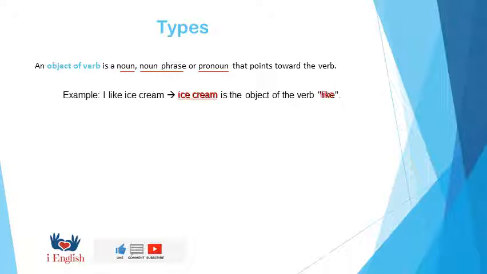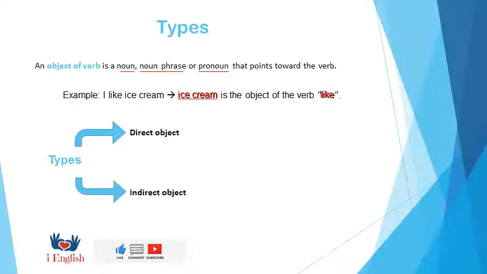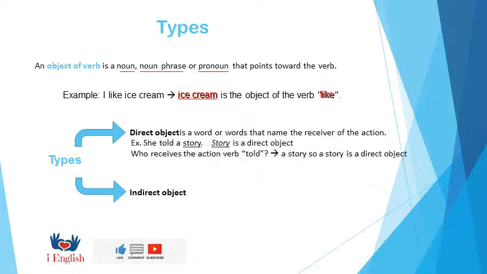Types of objects: direct object and indirect object. The direct object is a word or words that name the receiver of the action. Here is an example. She told a story. A story is a direct object. Who received the action verb told? A story. So a story is a direct object.